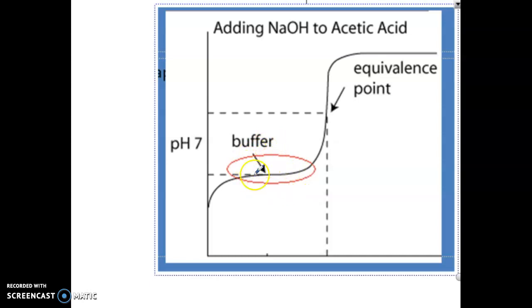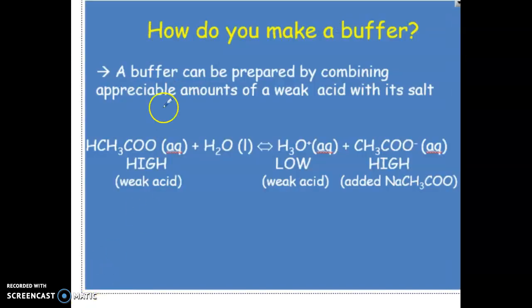So you have the toggling going back and forth here in the equilibrium. Okay, so how do we make a buffer? As I mentioned, the buffer can be made by taking amounts of the weak acid with a salt that contains the conjugate of that acid. So here we have an example: acetic acid. The conjugate of acetic acid is acetate.